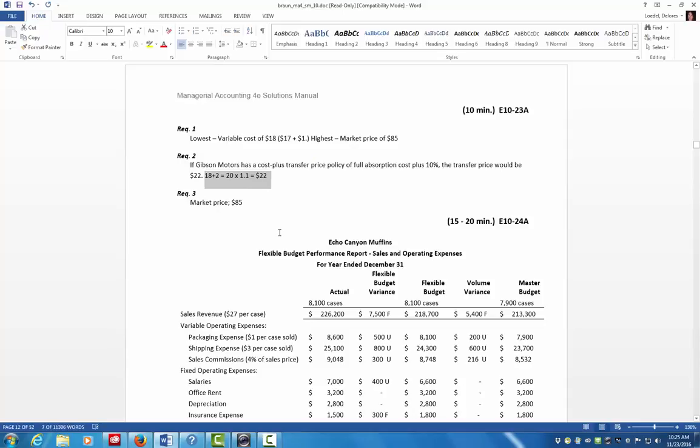And then the third question was asking what would the transfer price be in the case of the most fair transfer price strategy to use if they're producing at capacity, and that would be the market price again at $85. Okay, that is all for this particular chapter, for chapter number 10.